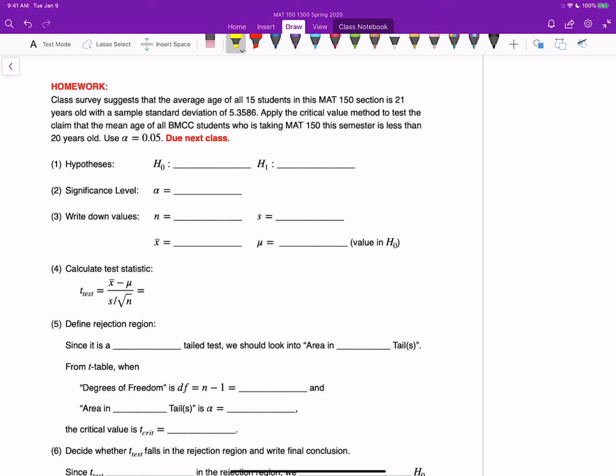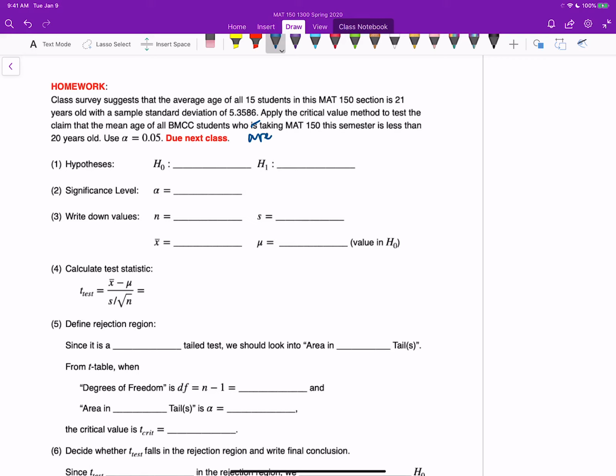Apply the critical value method to test the claim that the mean age of all BMCC students who are taking, alright, so this is a typo, who are taking Math 150 this semester is less than 20 years old, using alpha 0.05, and it's due next class, which is Friday. Make sure you submit before Friday.